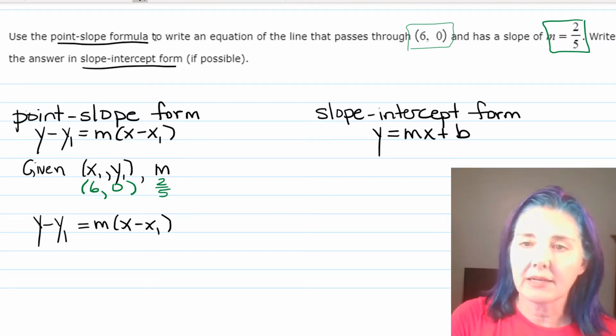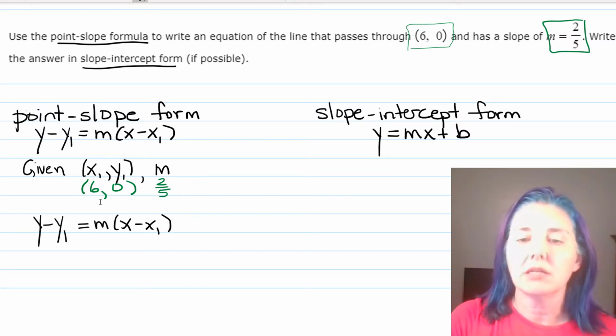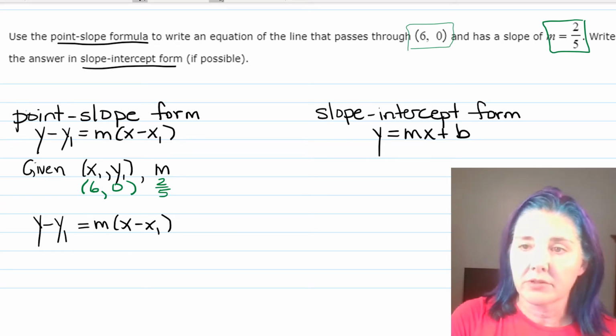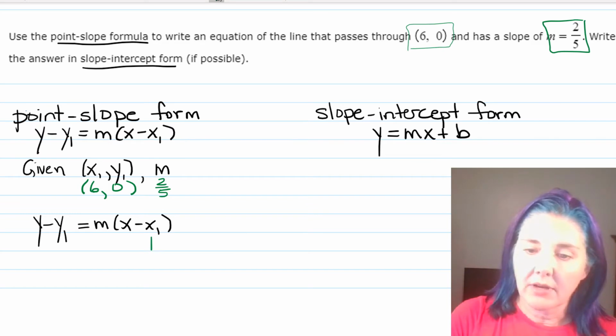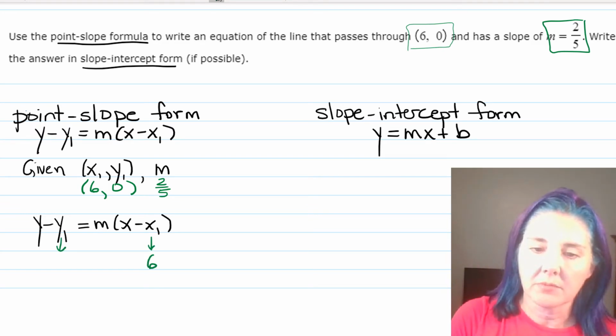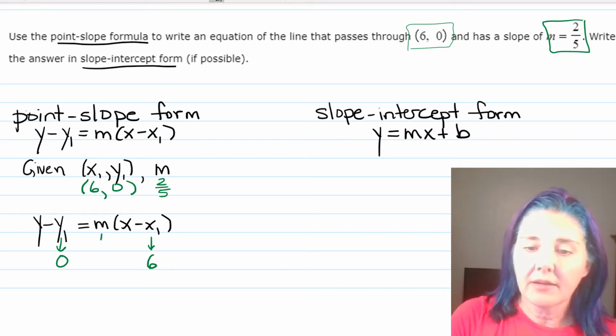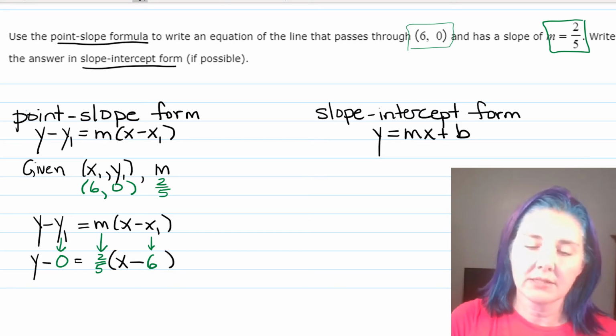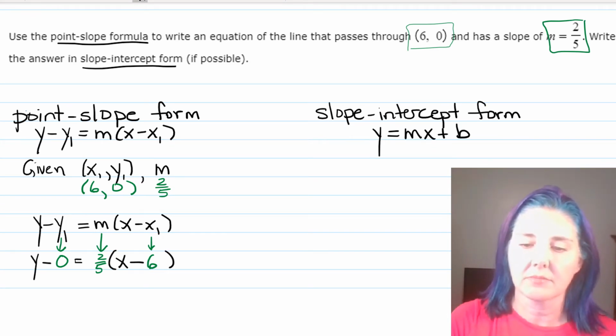Next, I'm going to replace each of the values x1, y1, and m with the numbers that we were given. So instead of x1, I'm going to put a 6. Instead of y1, I'm going to put a 0. Instead of m, I'm going to put 2/5. But everything else is going to stay the same. So we have y minus 0 equals 2/5 of x minus 6.